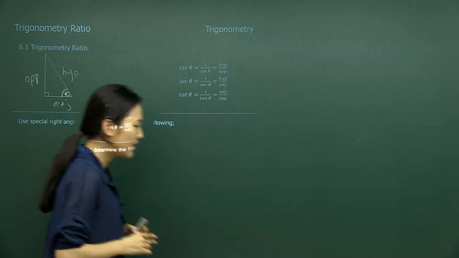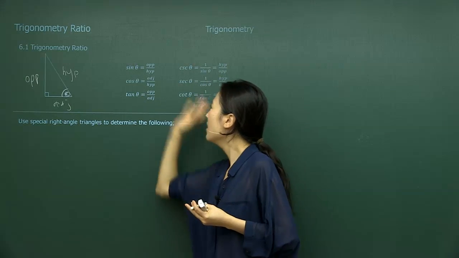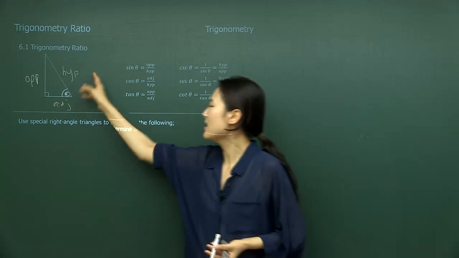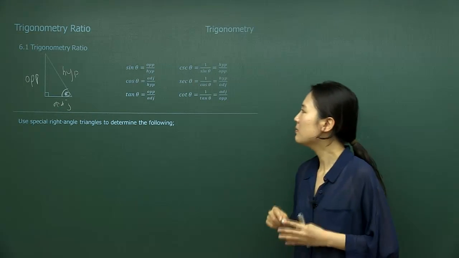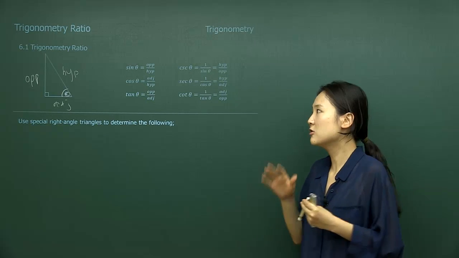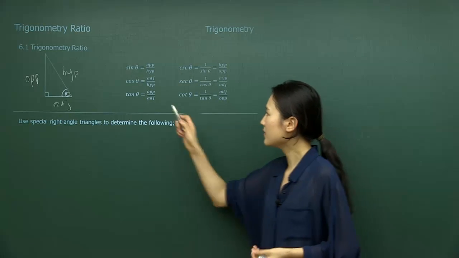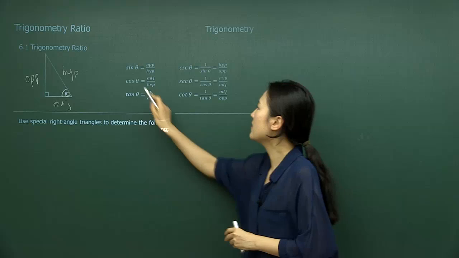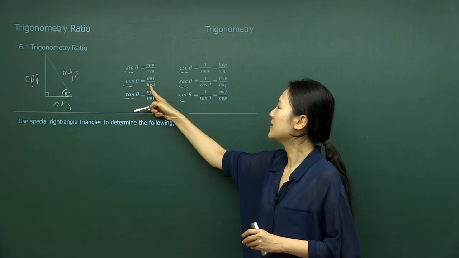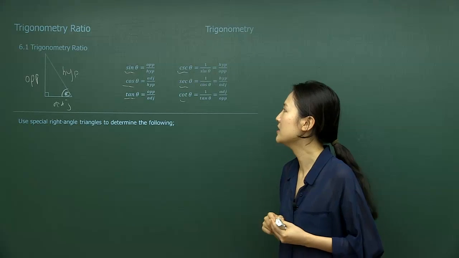The thing is that the trigonometry ratio is just a simple relation between the angle and the legs and the hypotenuse, right? Many of you actually think that this is somewhat complicated, but it's just like a simple rule that you just have to remember, like 1 + 1 is 2. So there are 6 different ratios: sine, cosine, tangent, cosecant, secant, and cotangent.